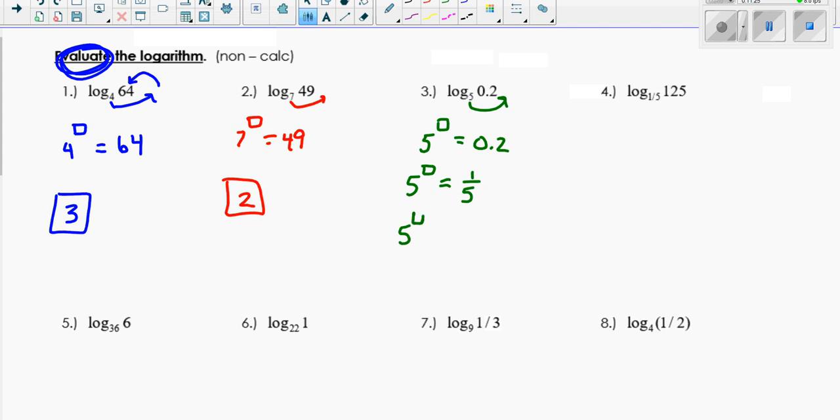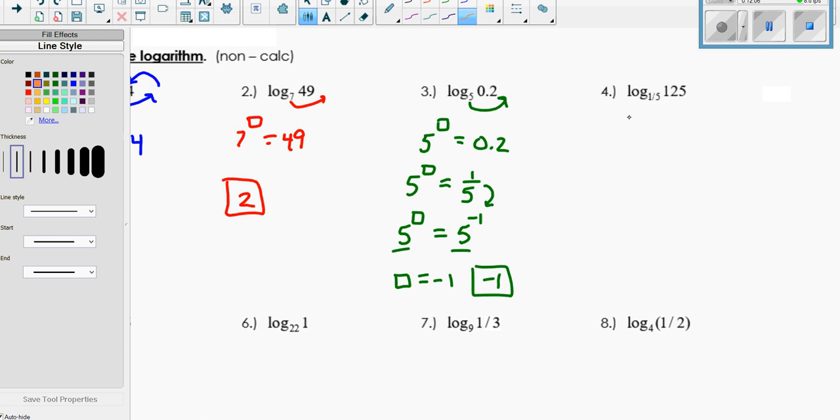So then here's what I'd want to do next. I'd want to say, well, 1/5, if you think about it, 5 to the first power is 5. But if I make it a negative, 5 to the negative first power means you take 5 and you do the reciprocal, which gives you 1/5. So 1/5 is the same thing as 5 to the negative first power. Now that I have the same bases, that means their exponents have to be equal to one another. So that means that the something that I don't know has to be -1. So I just figured out that log base 5 of 0.2 is -1. All right?